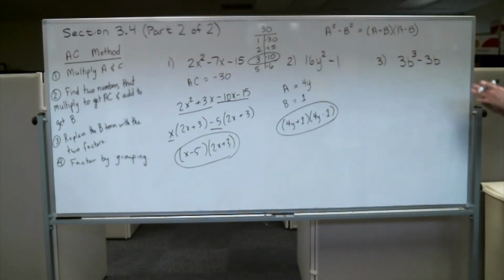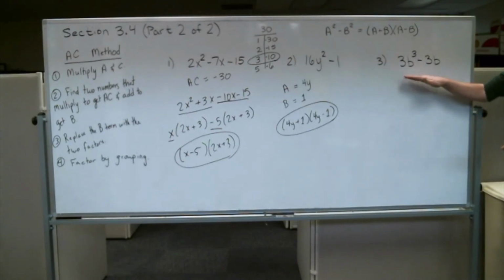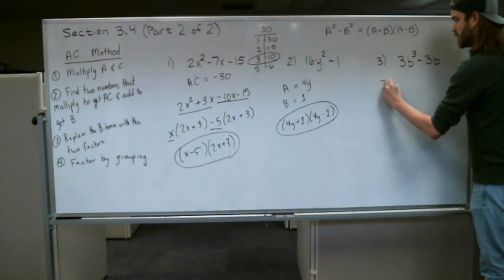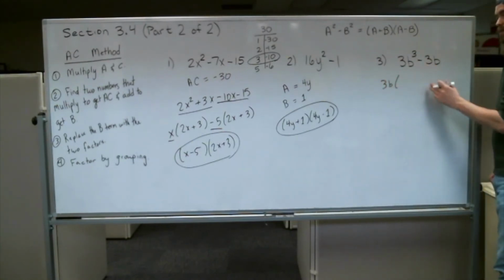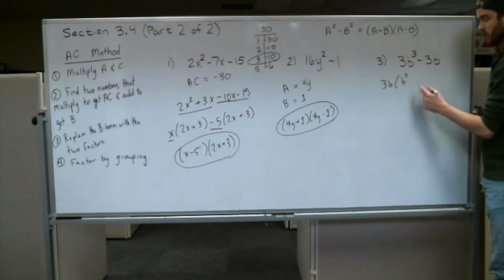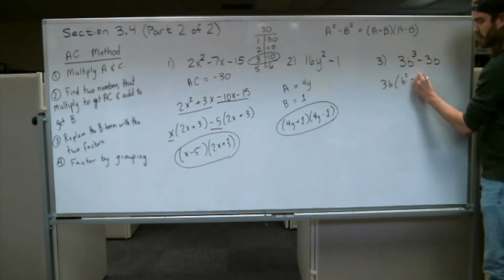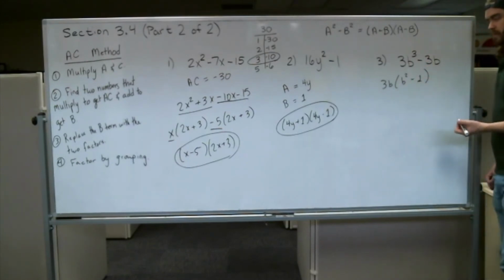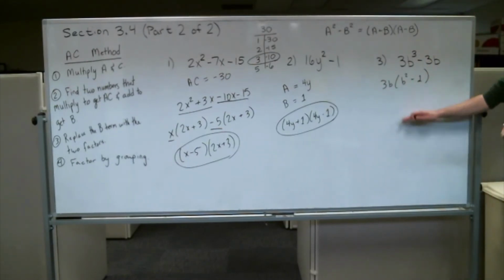For the last example, when we look at this, the first thing that we should notice is that we need to pull a greatest common factor out. So if we look at 3b cubed minus 3b, our greatest common factor is 3b. So that's going to leave us with b squared right here, and just like we mentioned in the last video, we need to put a placeholder here, so we need to put a minus 1. Alright, so now we have 3b times b squared minus 1. We can still simplify this part of the problem. This is the difference of two squares.